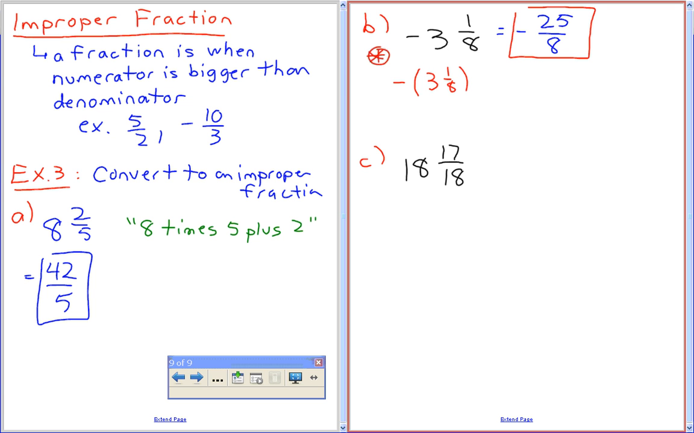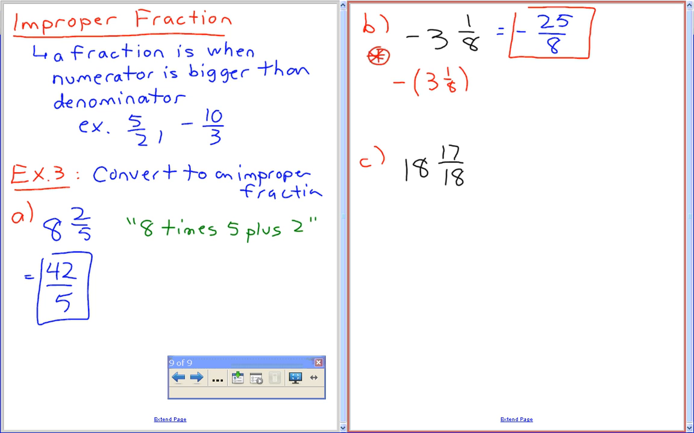So what people will do, they'll say, well, negative 3 times 8 is negative 24, plus 1 is negative 23, right? But it's not that. It's going to be like your negative 3, which is negative 24, then you get 1/8 more negative, so you're at negative 25. Does that sort of make sense? Right, so negative 3 times 8 is negative 24, and then another negative 1 is negative 25 over 8. Does that make sense? Because that's really what we're doing here.